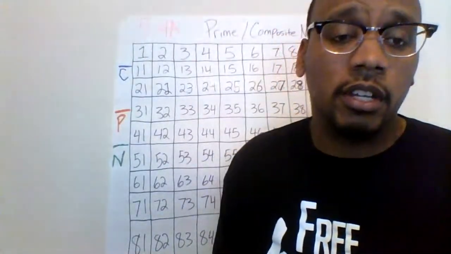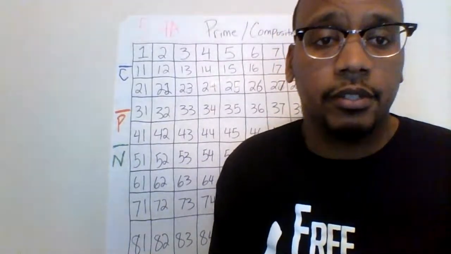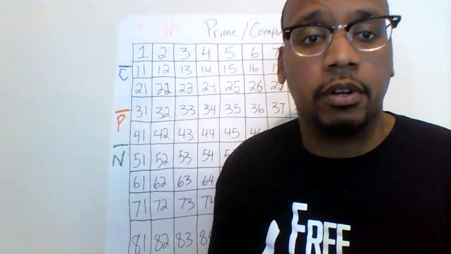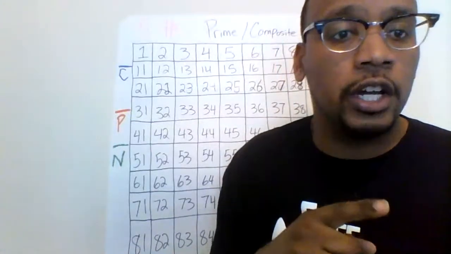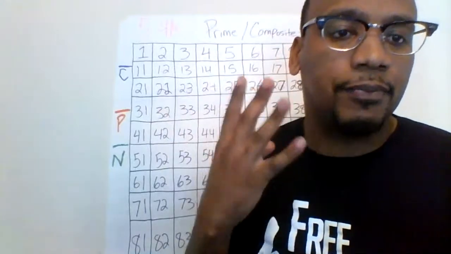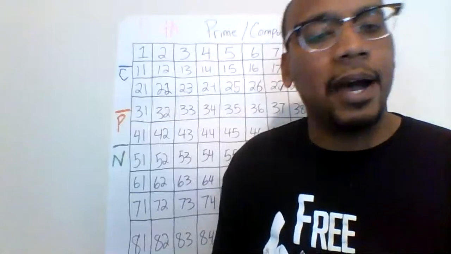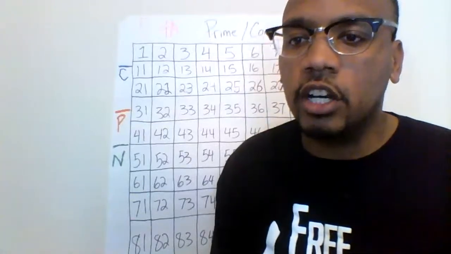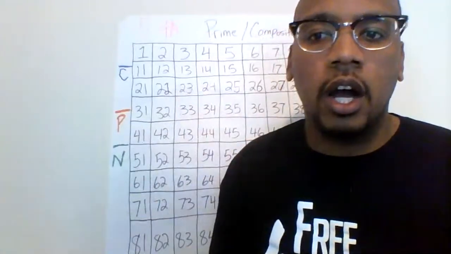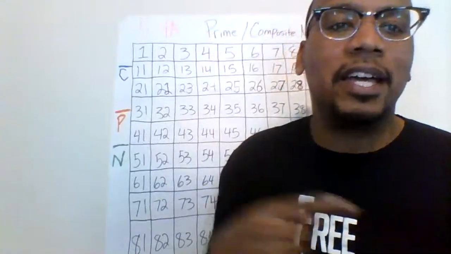Composite numbers have more than 2 factors, more than just 1 times the number. The factors of 10 are 1, 10, and then 2 and 5. That's 4 different factors, which makes the number 10 composite. All right. So that's just a quick reminder of prime and composite.